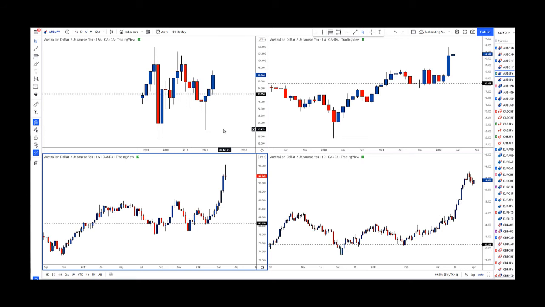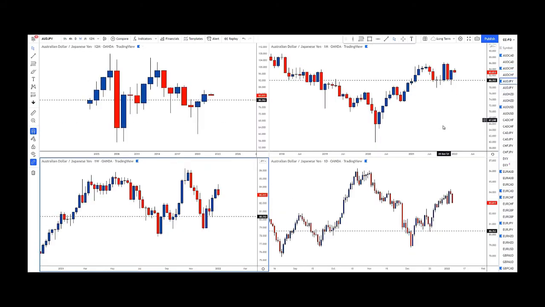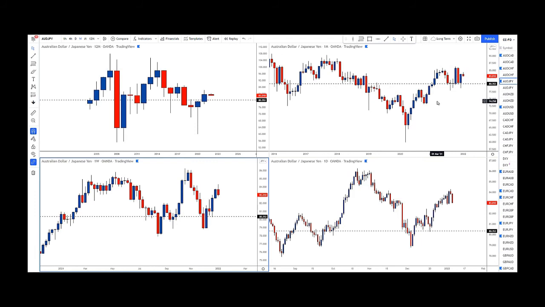We took a trade in January based on a monthly ACAT. Let's see what I had to say about this trade and I will talk you through it. Aussie Yen is coming off monthly support. We have a monthly ACAT. Now we need to fine tune that entry.